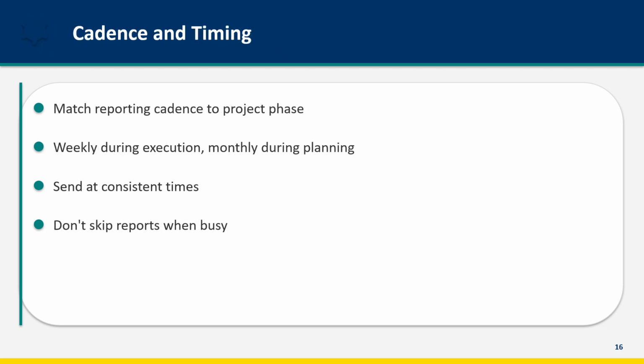Establish a reporting cadence that matches your project phase. During active execution, weekly reports are often appropriate. During planning or maintenance phases, monthly might suffice. Send reports at consistent times, every Friday afternoon, every Monday morning. Consistency builds habits and expectations.